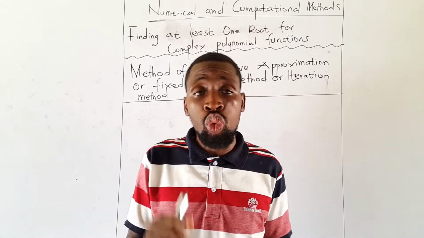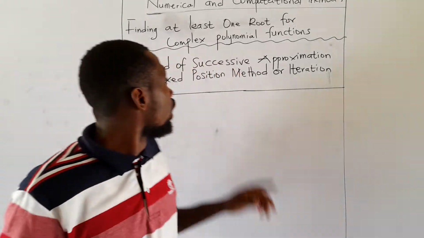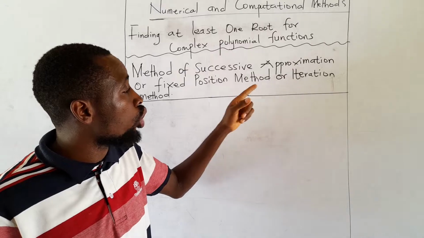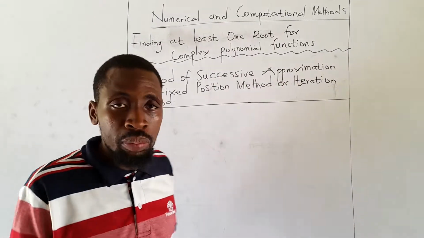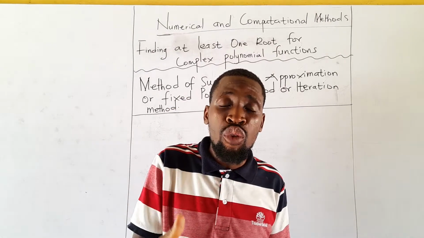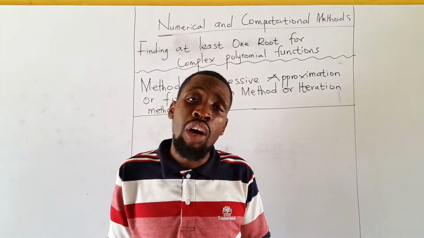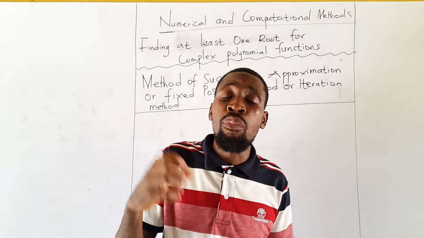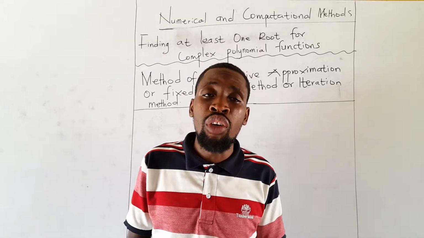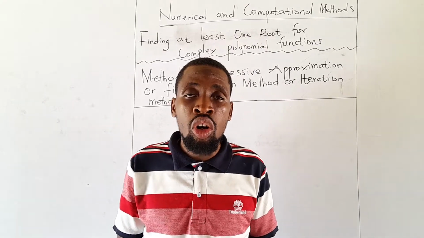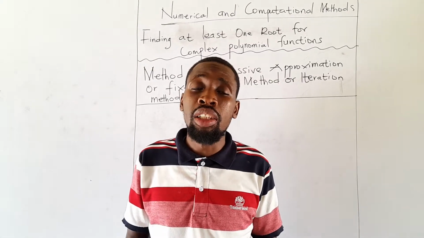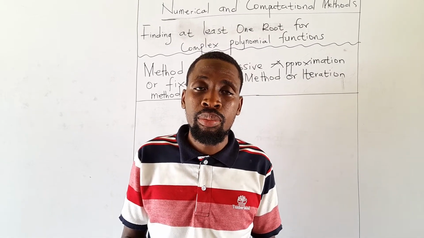Today, before the video ends, we'll look at another method, which is the method of successive approximation or fixed point method, which is also known as the iteration method. I will take you through the procedure that involves the method of successive approximation. Then we'll take some sample problems and find at least one root for such polynomial functions using the iteration method. This will be a very interesting engagement, so please be my guest.